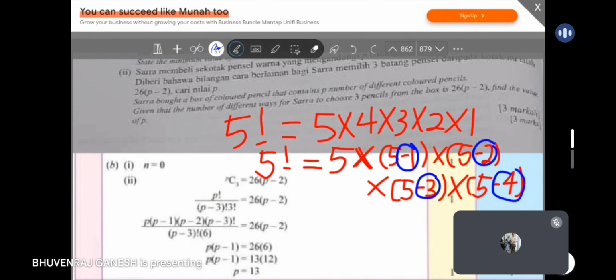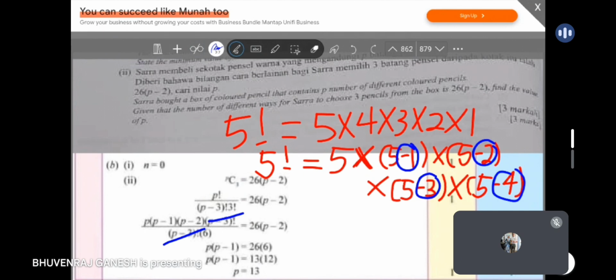So how do we know where to stop the working? Our main aim here is to cut up and down. Kita nak potong atas dan bawah. If you check the bottom part, we have (p minus 3) factorial. Kita ada ungkapan yang ni. We will expand until we get the term (p minus 3) factorial. Kita akan buat sampai macam ni. So now we can see similar expressions.